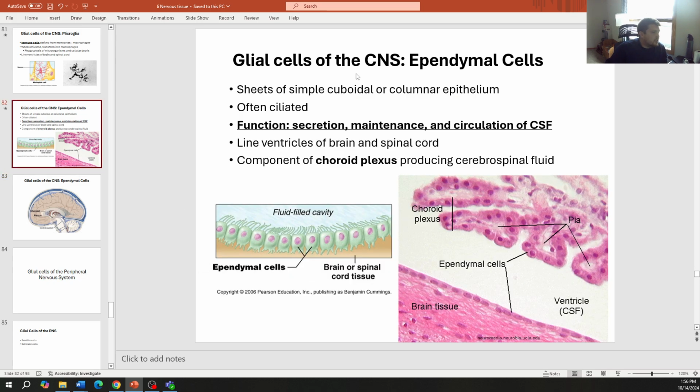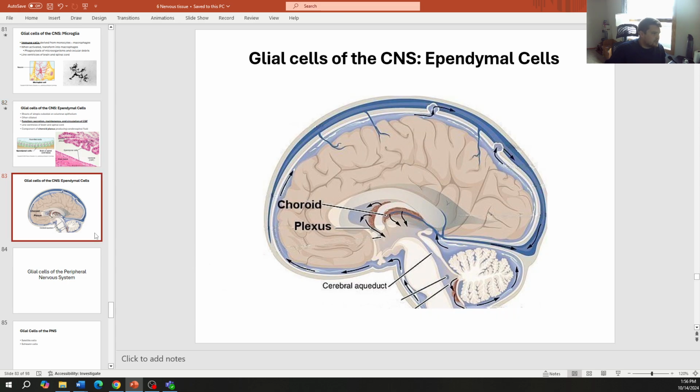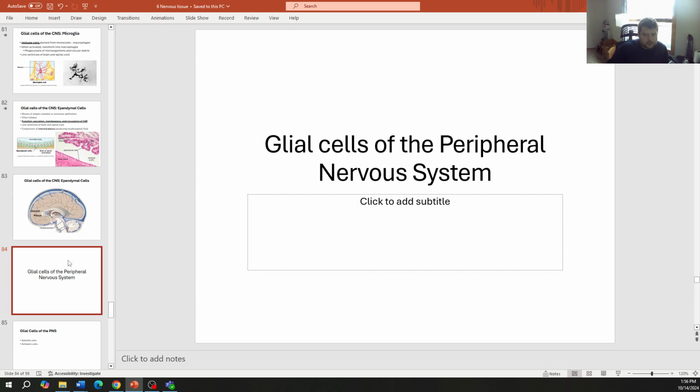So we mentioned that the ependymal cells are a component of what's called a choroid plexus. The choroid plexus is inside of some of those ventricles in a couple different locations. And here's the spaces. There's a ventricle, another ventricle, and this is called the cerebral aqueduct, a fourth ventricle down here, and all the way down. So the choroid plexus, or these ependymal cells, line the inside of those ventricles. And that is the central nervous system glial cells.